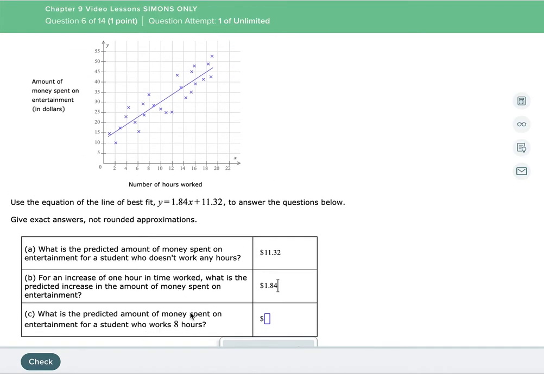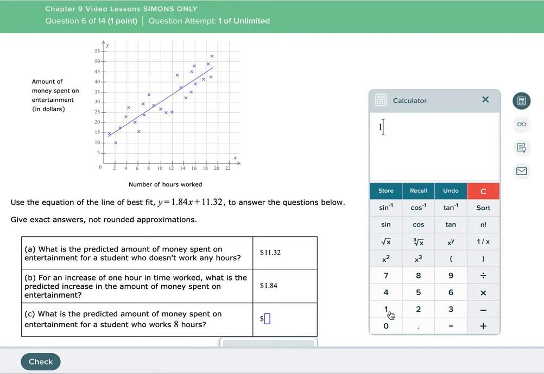So for this, it's very easy to look at 8 here and go up and then just kind of guess. But what they want you to do is physically put 8 into this equation and figure it out. All you have to do is recognize that the number of hours worked is your x. So if I substitute 8 in for x and just put that in the calculator, we should be able to figure this out. So let's do that.